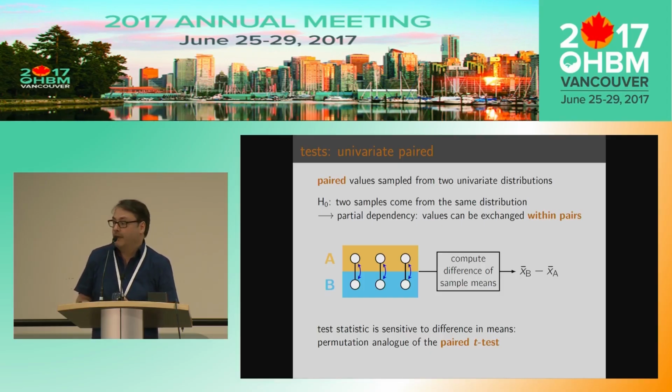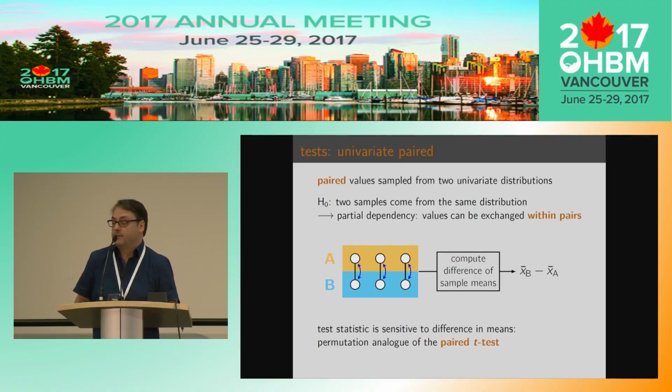Now we have partial dependency, but this doesn't stop us from making permutations. We can exchange within pairs. We exchange the first value in group A with the first value in group B, or the second value in group A with the second value in group B, and so on. In this case, of course, there are very few permutations that are possible, 2 to the n, so 2 to the 3, 8 different permutations in this case. Hopefully, in real situations, you will have more values, so therefore more possible permutations.